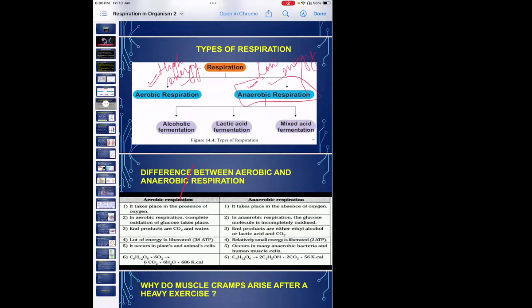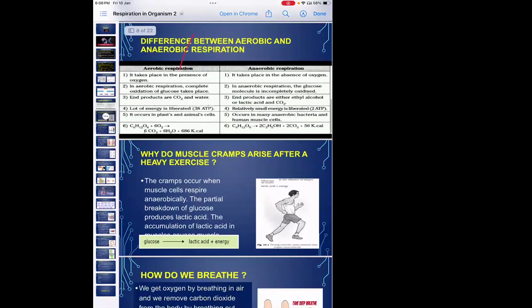So now let us discuss first of all the difference between aerobic and anaerobic respiration. This is a very, very important part, not only for 7th, but for your 10th, 11th, 12th, all the classes. The first point of aerobic respiration is that it takes place in the presence of oxygen. So aerobic respiration always occurs in the presence of oxygen, whereas anaerobic occurs in the absence of oxygen.